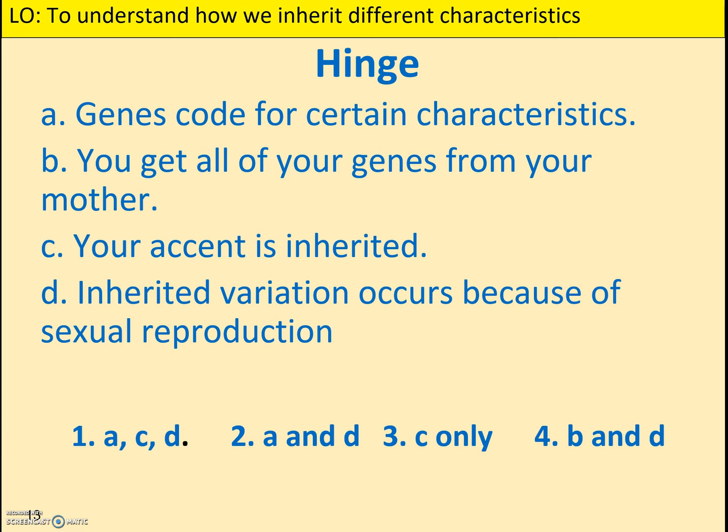A, genes code for certain characteristics. B, you get all of your genes from your mother. C, your accent is inherited. And D, inherited variation occurs because of sexual reproduction. The correct response would be A and D.